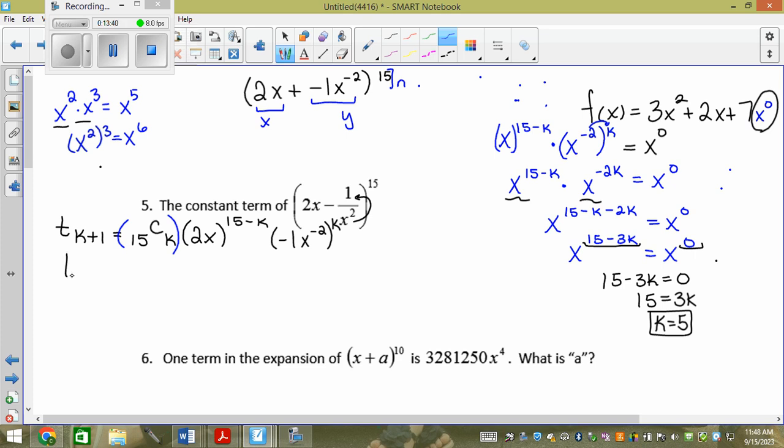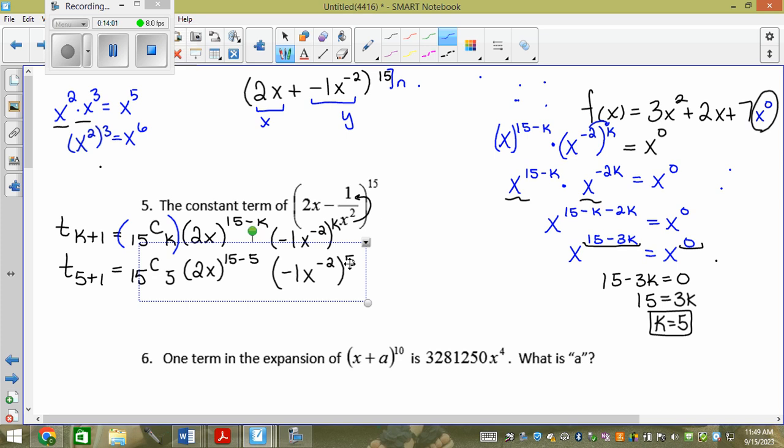So now I'm going to get t5 plus 1 equals 15c5, 2x to the 15 minus 5, negative 1x to the negative 2 to the 5. So I get T6, term 6 equals 3003. And then I can't forget to distribute the 2, or the 10 to the 2 and the x. So 2 to the 10 is 1024 x to the 10.